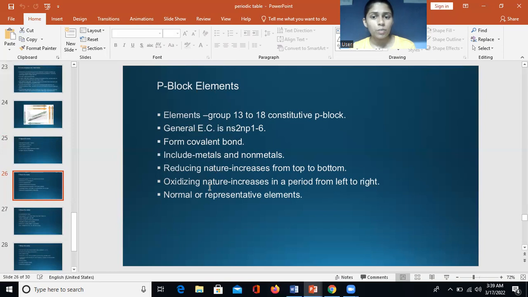and the reducing nature increases from top to bottom, and the oxidizing nature increases in a period from left to right. These p block elements are normal or representative elements.